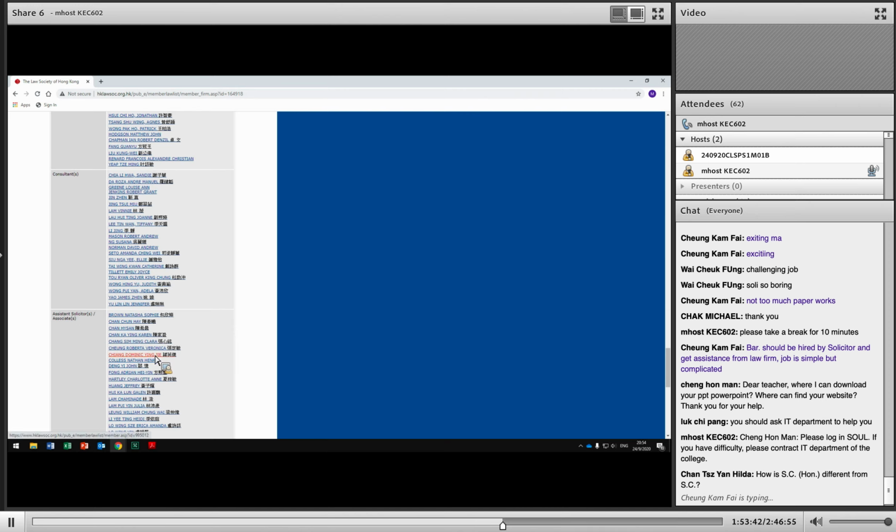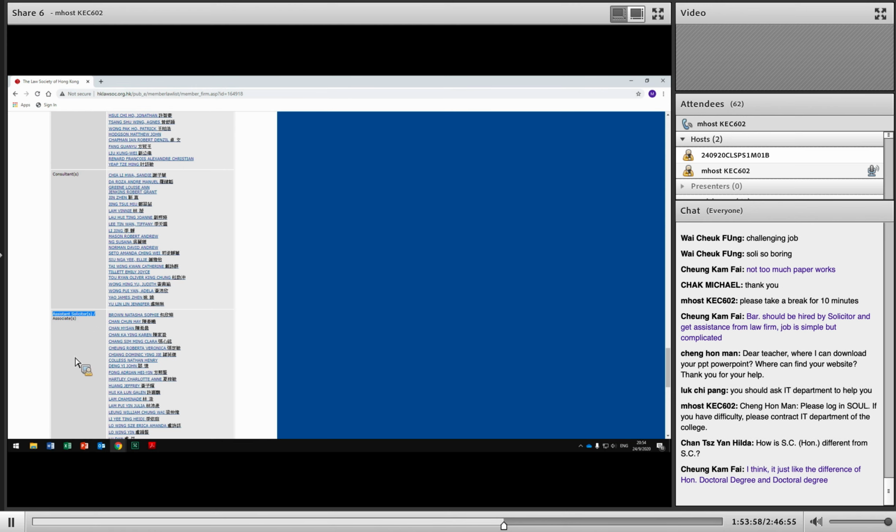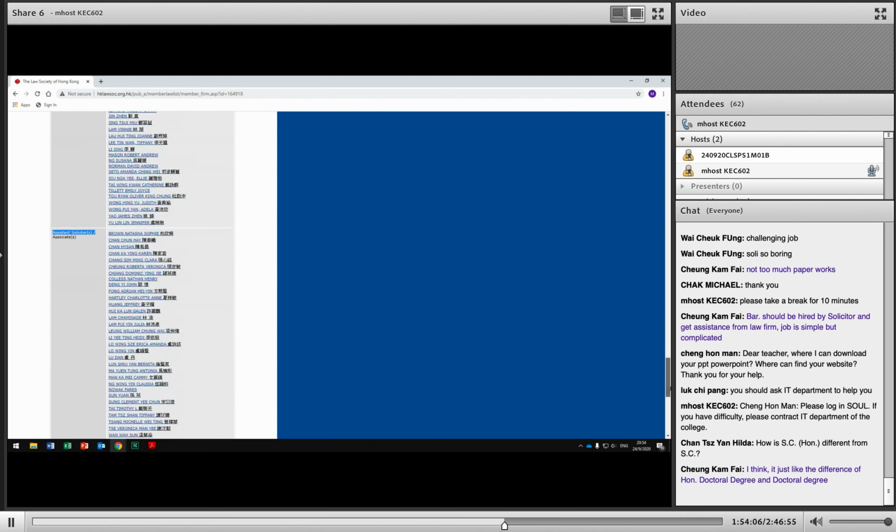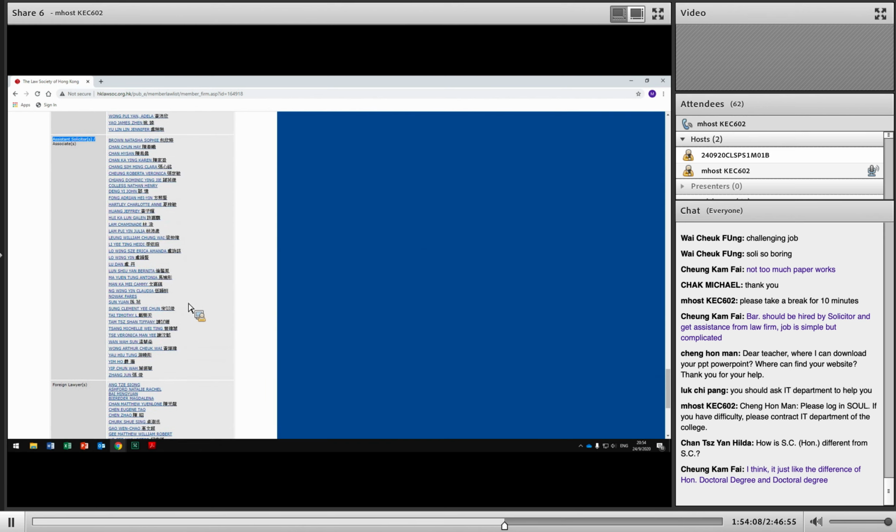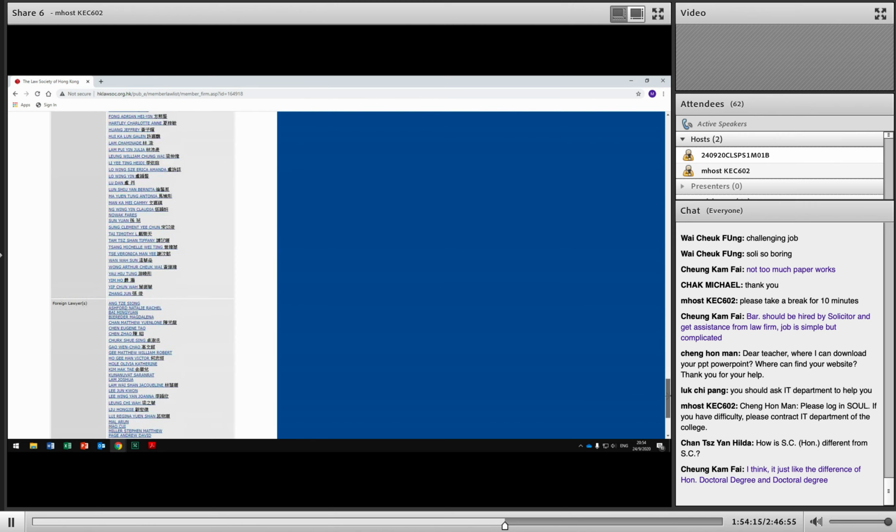Assistant solicitor or associate. For foreign firms, usually they use the term associate. For Chinese firms, we usually use the term assistant solicitor. This term is very bad because so many people think that they are not lawyers. In fact, they are qualified lawyers. Just because they are not partners, they are called assistant solicitors. In fact, I think it's not a very good term. 以為佢唔係律師以為係見習律師，其實唔係其實 in fact for assistant lawyer they are already qualified lawyers, they are already qualified solicitors.